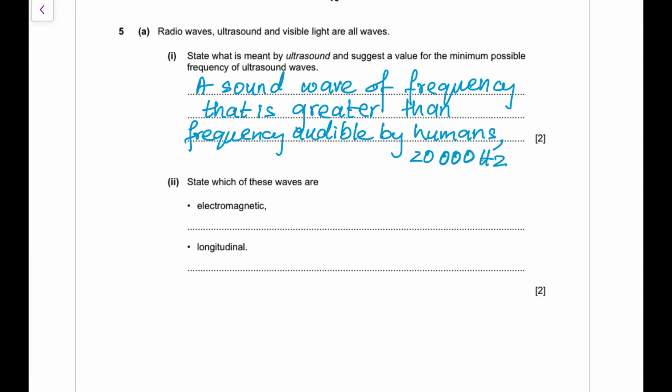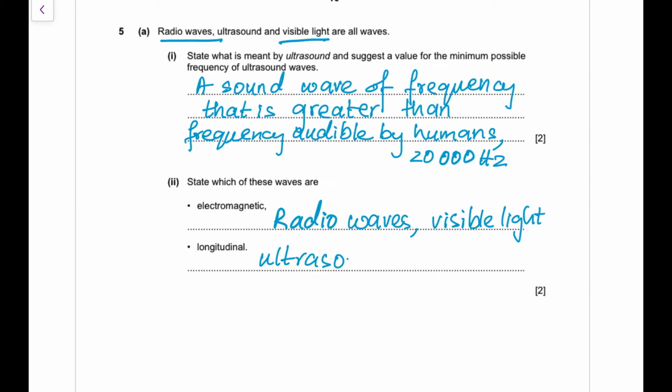To state which of the waves are electromagnetic. So visible light and radio waves are both part of the electromagnetic spectrum. So I'll write that down over here. And ultrasound is a longitudinal wave.